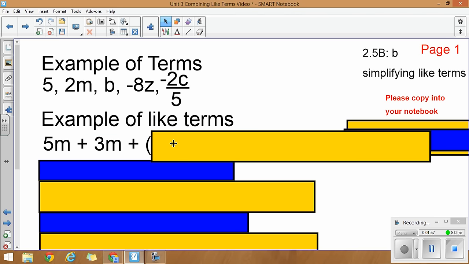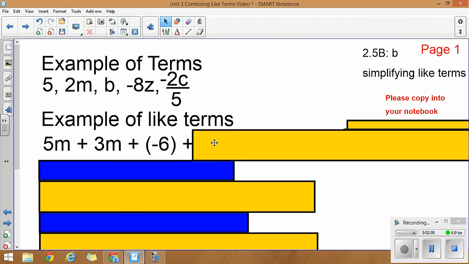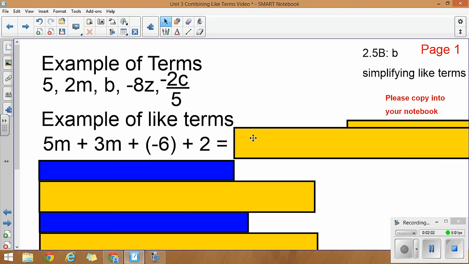So we have 5m plus 3m plus negative 6 plus 2. Okay, so take a second, write that down. Now, do you notice this term has an m? So if you look at your vocabulary for term, you have to have the same variable and the same power. So this is just 5 times m, or m to the first power, plus 3m. Those are like terms because they both have the same letter, the same variable. So we can add those two together to make 8 times m, or 8m.